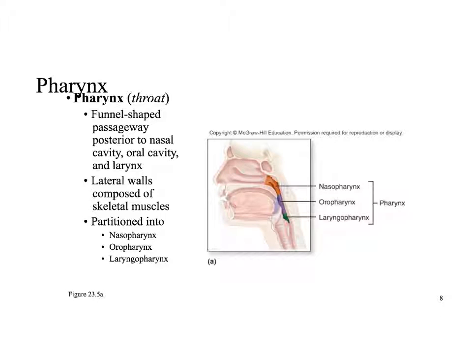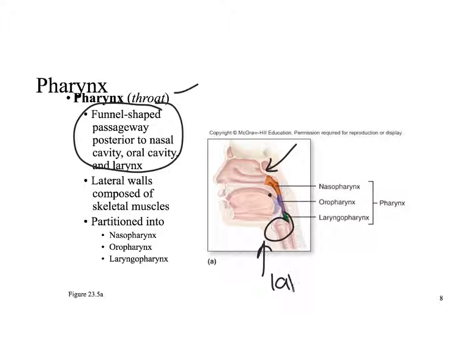Now the pharynx is basically your throat. Describe it as a funnel-shaped passageway. It's posterior to the nasal cavity, and it's behind the oral cavity, and it's behind the larynx. If you don't know what the larynx is, your larynx is your voice box.